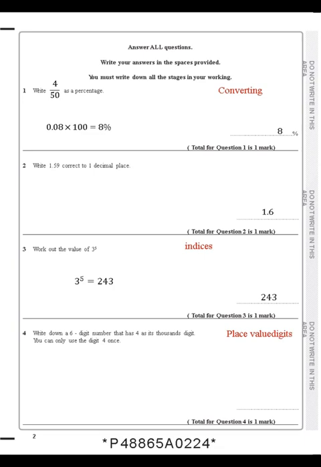Write down a 6-digit number that has 4 as its 1000 digit. You can only use the digit 4 once. So 4 is the 1000th value. So there are no restrictions with whatever numbers you put in, as long as in the 1000th place it needs to be 4. So the answer could be 124,000.